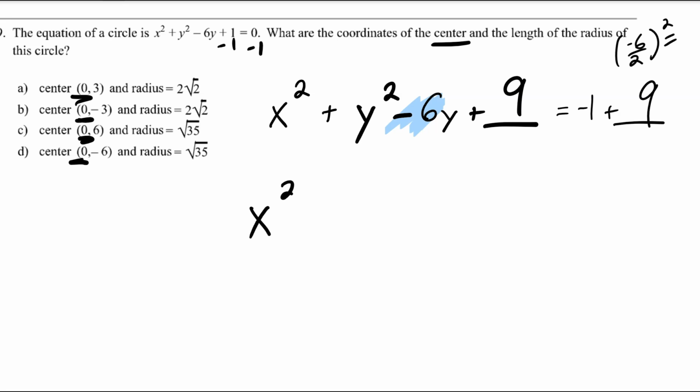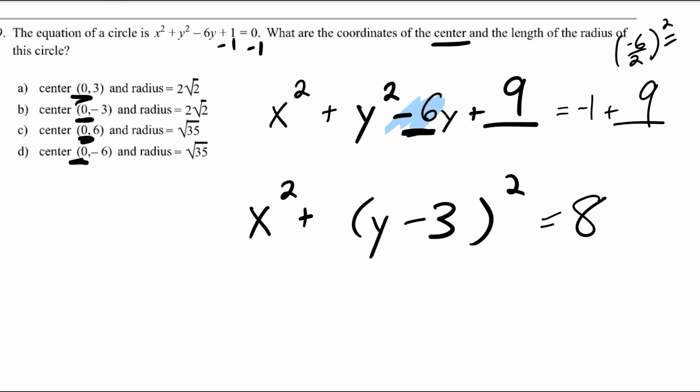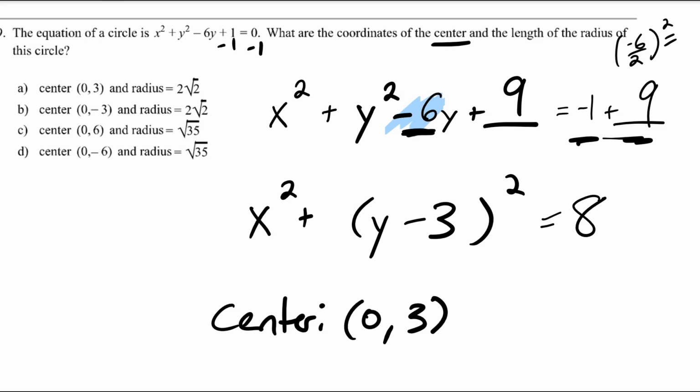So I get x squared plus, and again, I'm going to use my trick one more time. I'm just going to take half of -6 to be -3. And here's my equation of the circle. -1 plus 9 is 8. Okay, so by process of elimination, I know my center point is 0, +3, because I take the opposite sign. And the only answer choice that has that is 0, 3. But how did they get that radius of 2 radical 2?